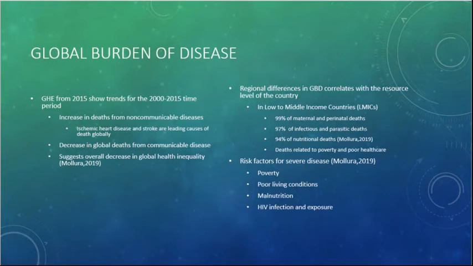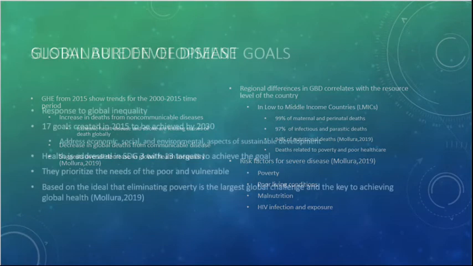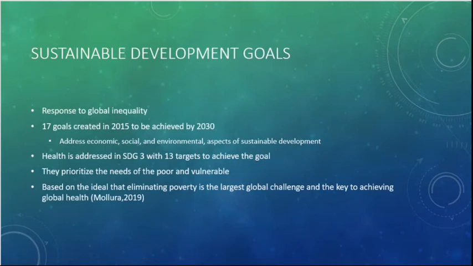However, regional differences in the global burden of disease correlate with the country's resource level, where low to middle income countries have a disproportionate number of the maternal, perinatal, infectious, and nutritional deaths. Related to this correlation are the risk factors for severe disease, which are poverty, poor living conditions, malnutrition, and HIV infection and exposure. As a response to global health inequality, the Sustainable Development Goals were created.